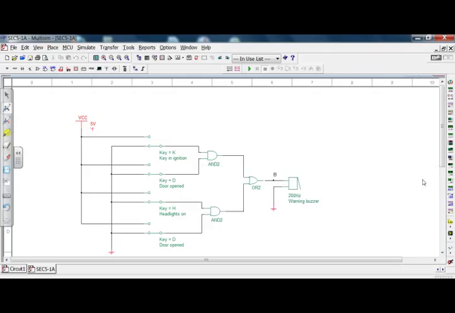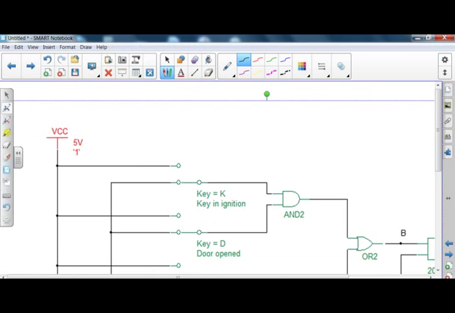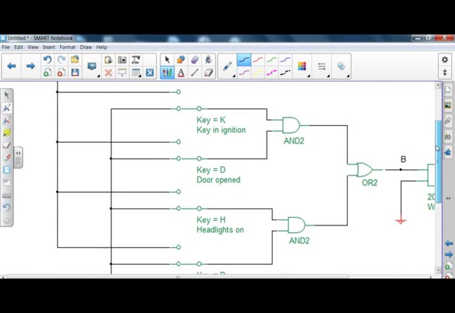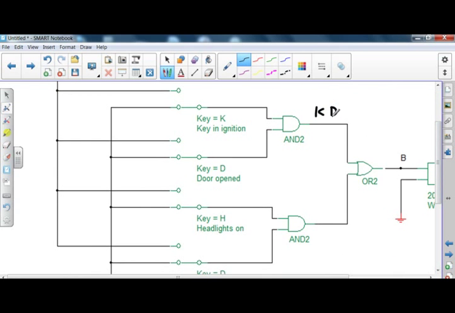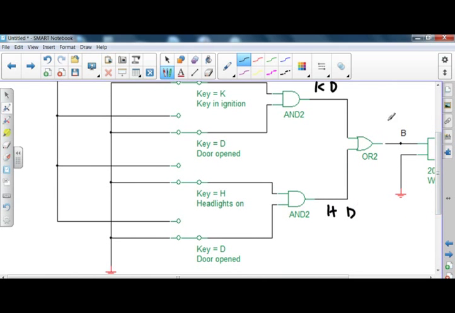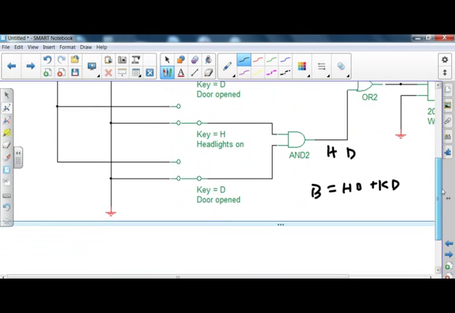Okay, so I've got, can I write on this? I can't write on this. Okay, no problem. I can do that. Alright, so I've got K, D, I've got H, D. I've got B is equal to H D or K D. Is that not what I have? Yeah, that's what I have.